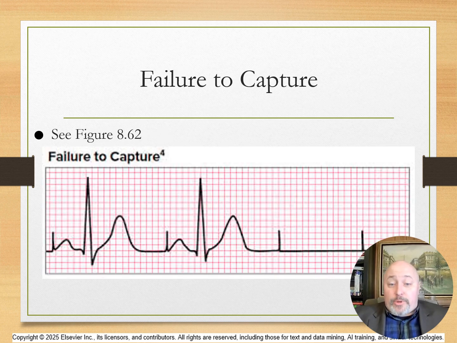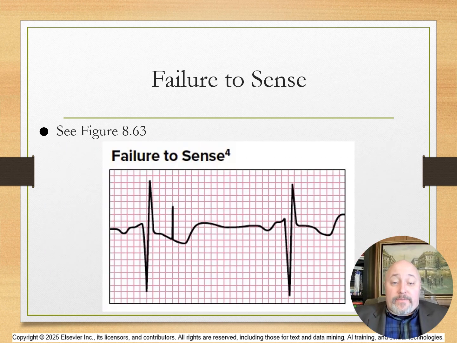And here we have an example of a failure to capture. You'll notice those pacemaker spikes there on the right that are not followed by a corresponding contraction. And here we have a failure to sense. This is when the pacemaker does not sense the patient's own cardiac rhythm and tries to initiate an electrical impulse.